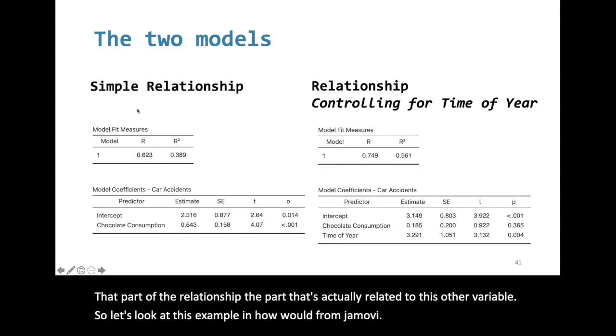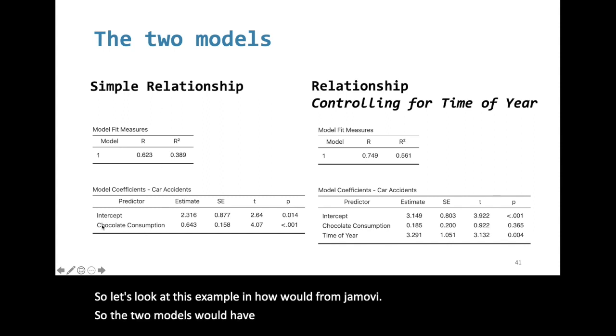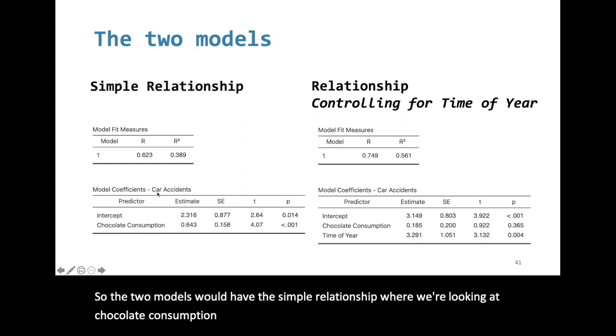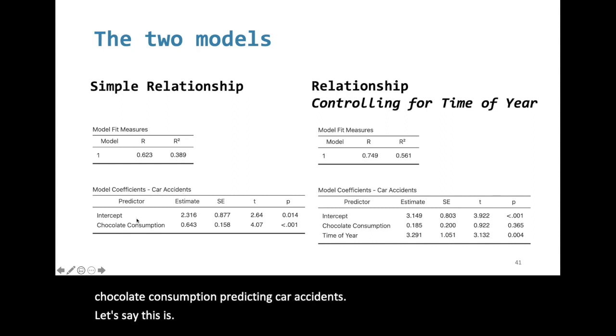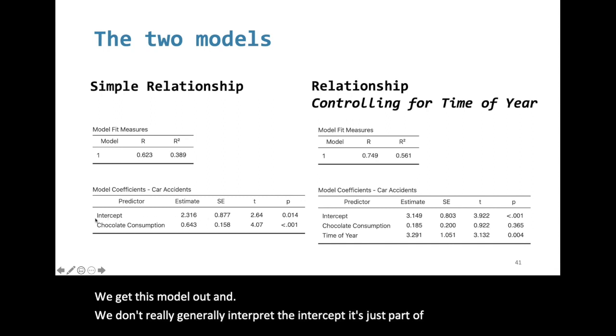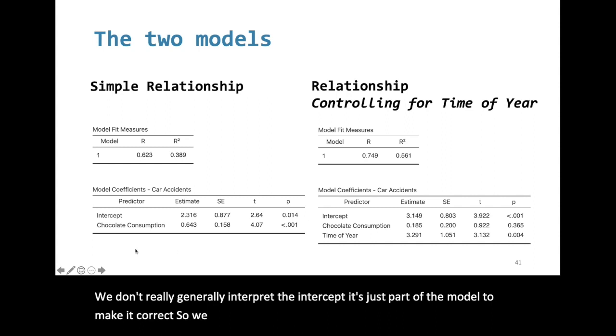So the two models, we would have the simple relationship where we're looking at chocolate consumption predicting car accidents. And let's say this is the result. We get this model out and we don't really generally interpret the intercept. It's just part of the model to make it correct. So we can ignore that line.